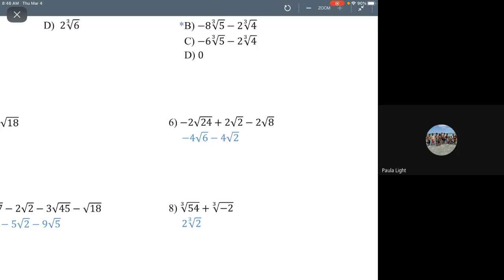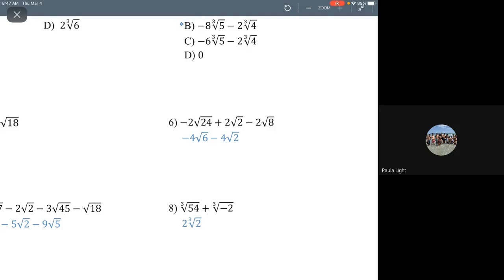So my first question is, can we add -2 square root of 24 plus 2 radical 2 minus 2 radical 8? Can we add those together or subtract them? Not unless they are like terms. Unless they have the number under the radical, the radicand, the same, we cannot combine them.